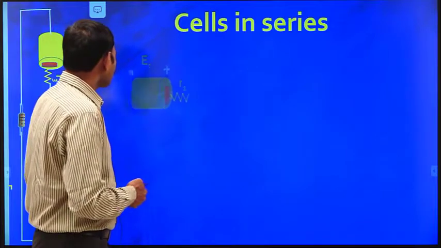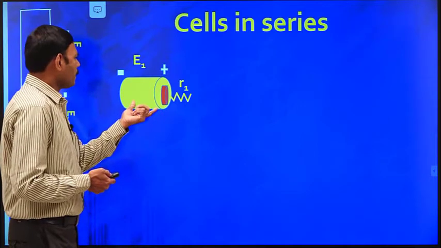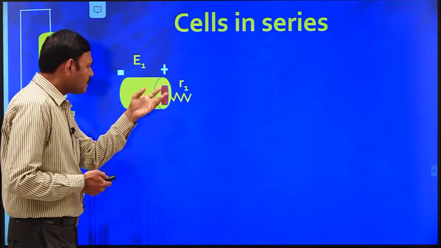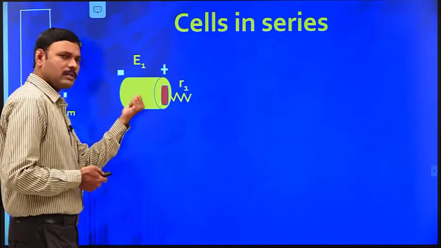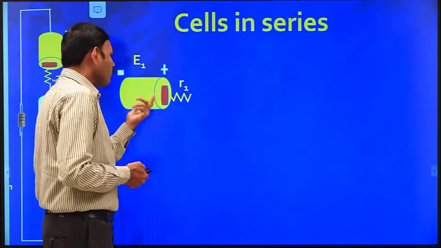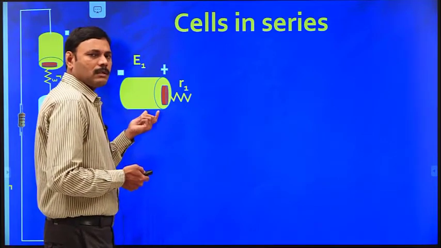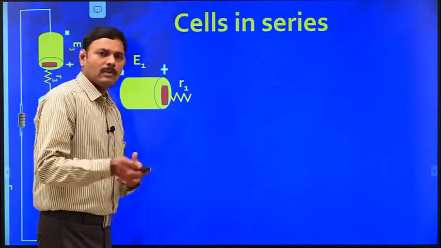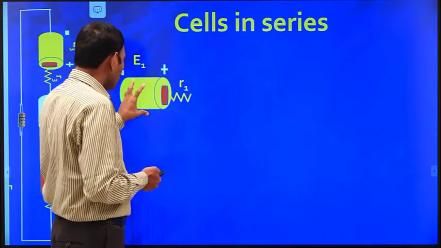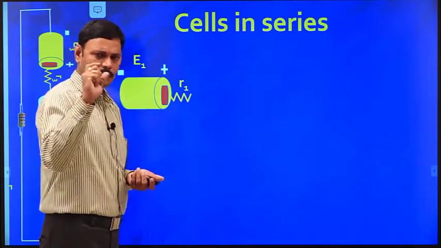Next one is, let us consider a cell. Let this be a cell having EMF E1, internal resistance R1. We know that the cell has electrolyte inside the cell, what we discussed in the previous video. Electrolyte may offer oppositions to the flow of ions through them. This opposition offered by electrolyte to the flow of ions is known as the internal resistance of a cell. Each and every cell has some internal resistance.